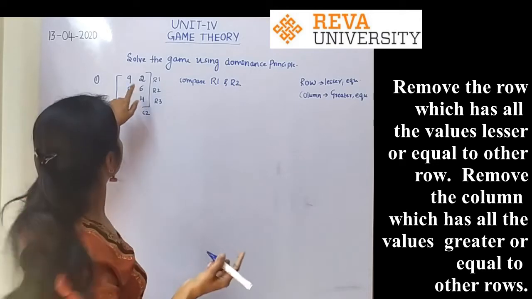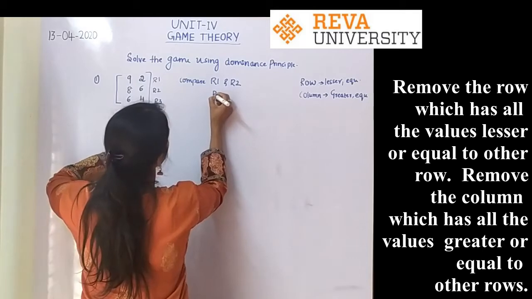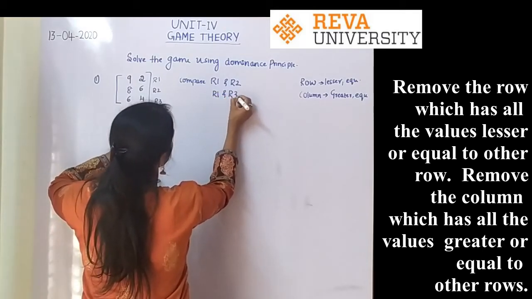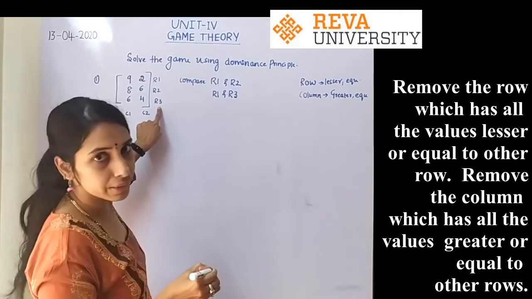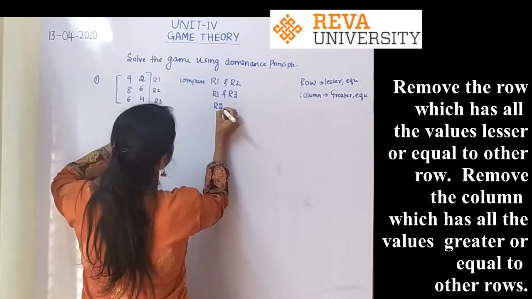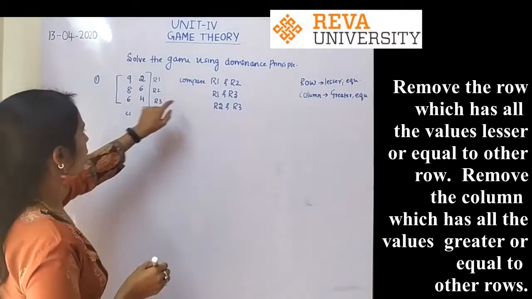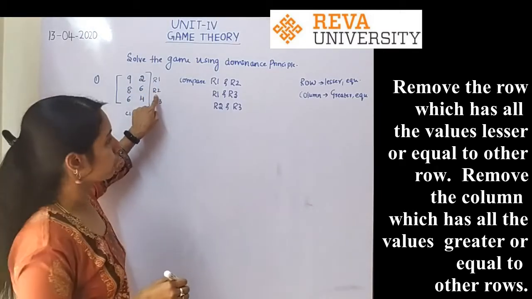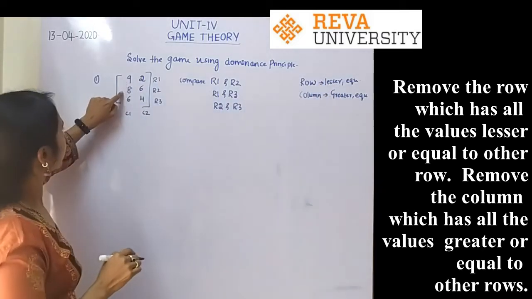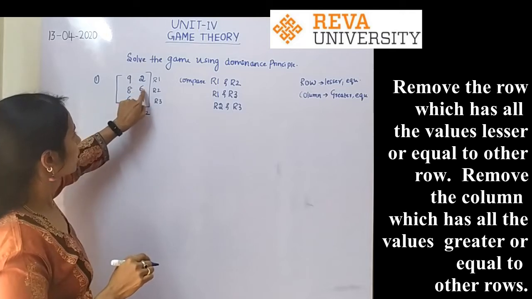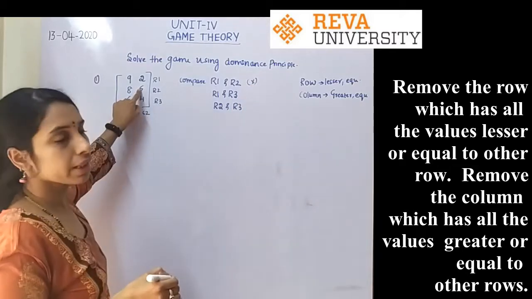Then what are all the possible options? Row 1 with row 2, row 1 with row 3, and one more option, you can compare row 2 with row 3. So we'll completely compare all the row comparisons now. Comparing row 1 with row 2, what we have to see is whether the complete row is lesser. 9 and 2. So here 8 is less than 9, 6 is not less than 9. So with row 1 and row 2 comparison we cannot eliminate.